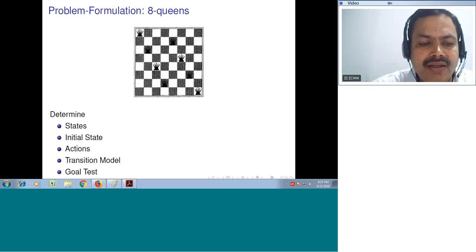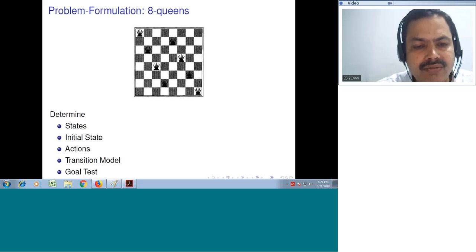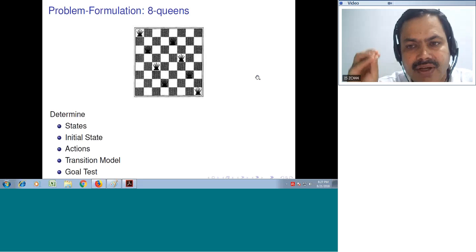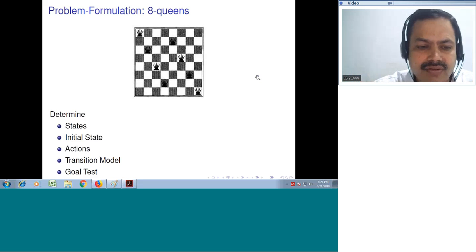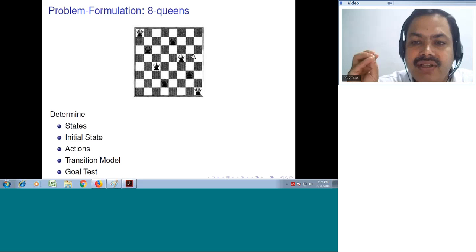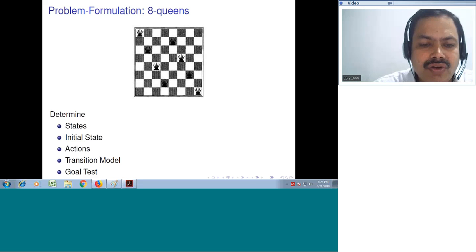Okay. Initial state: no queens on the board. Actions: you can put a queen anywhere. Transition model: how can you go from one state to another? Initially k queens, then it becomes k plus 1 queens. This is the transition model. The goal test is whether there are 8 queens and they are not attacking each other. This is how you test whether we are in the goal state or not.